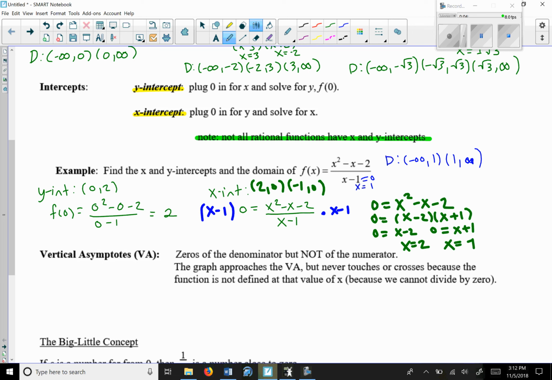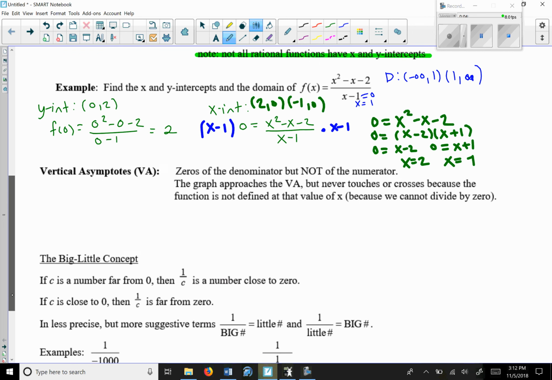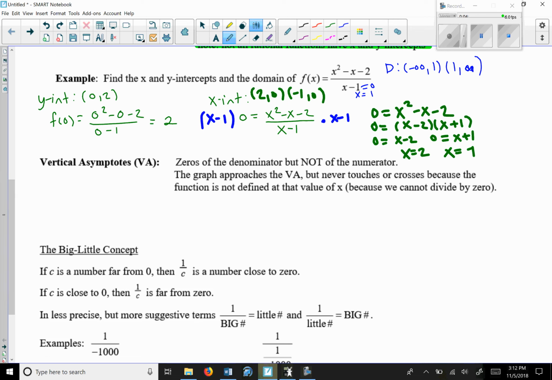And so a lot of that we've done before. We're just kind of revisiting it to help us graph these. Our vertical asymptotes are going to be zeros of the denominator that are not zeros of the numerator. Remember that your graph approaches your vertical asymptotes but never crosses or touches them, because we know the function is not defined at that value of x, because you can't have 0 in your denominator.